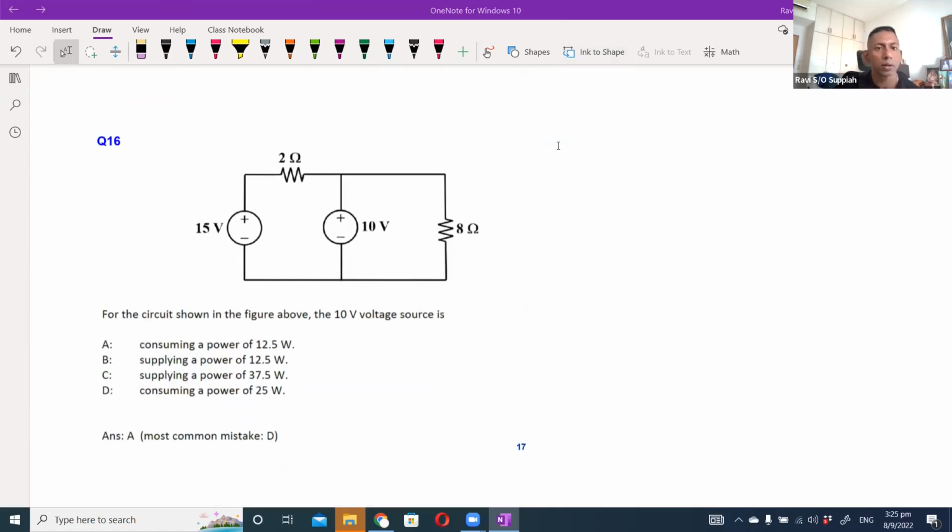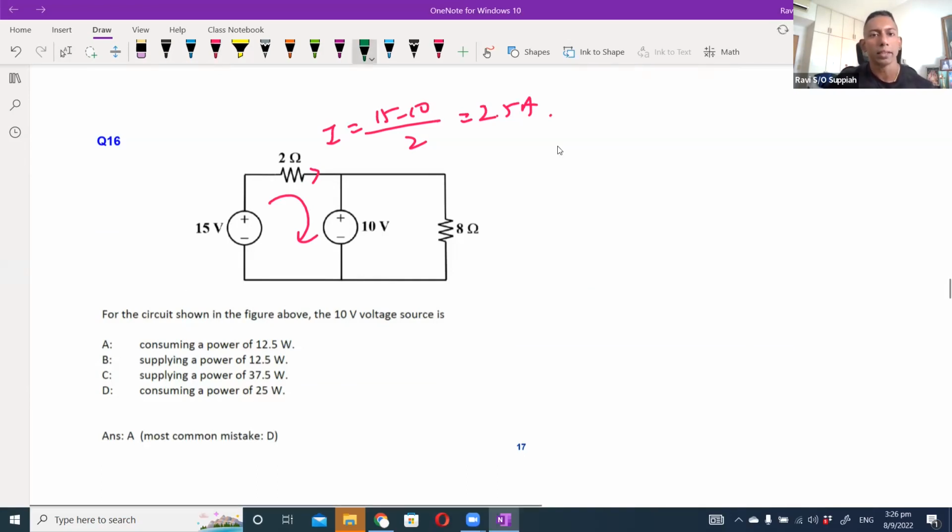For this, what we can do is again calculate the current. So we can draw a loop here. This current I will be (15 minus 10) over 2, which should be 2.5 ampere. So that is the current flowing in that branch. Now we know that this point here is 10 volt, correct? Which is the same 10 volts across the 8 ohm resistor.